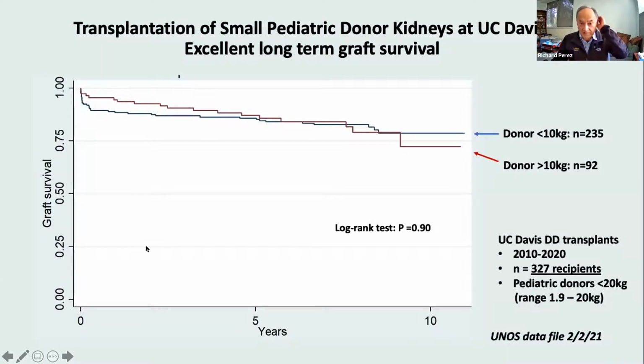We've had a long experience with this. We've done it since the early 2000s, but here's our experience over the last 10 years. We've done 327, with the majority of these, as you can see, less than 10 kilos. And as you can see, the curve for the less than 10 kilos has a sharper graft loss early on, but once they get past that first year, they just keep on keeping on. And this is all kidneys from less than 20 kilo donors.